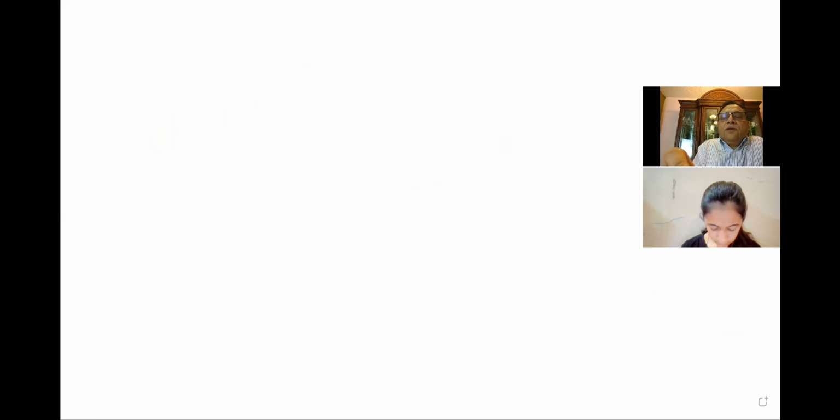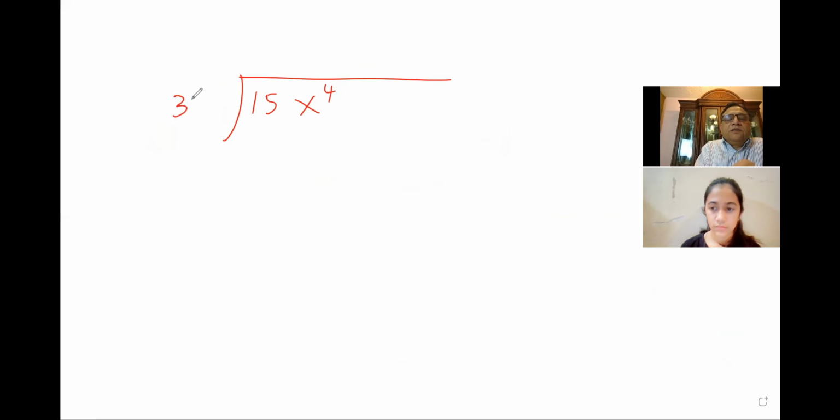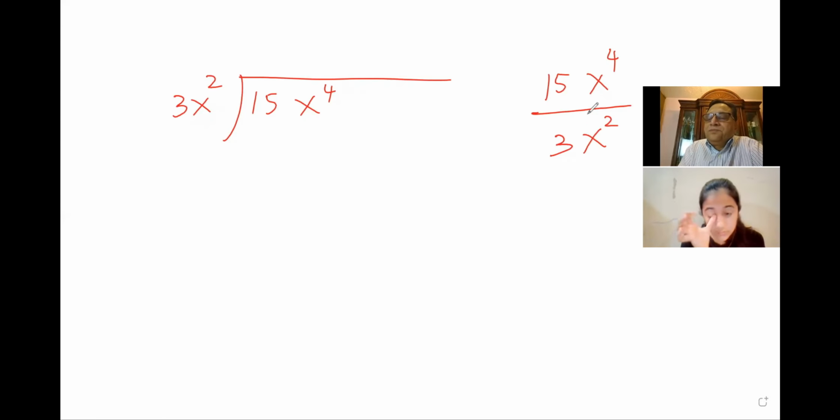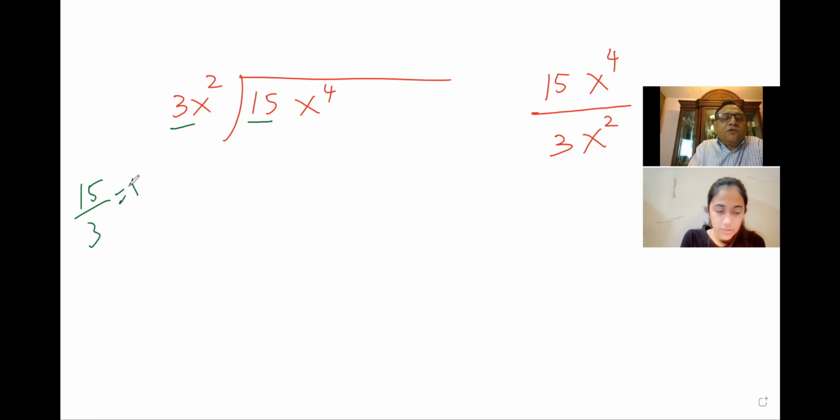So let us say now we are going to divide a polynomial using this division form. So I'm writing here 15x to the power of, let us say, 4. And I'm going to divide this by 3x squared, right? Which you are familiar with like this also, 15x to the power of 4 over 3x squared. Is that clear to you? Now look here. How many times will 3 go into 15? This is what we have to first consider. 15 over 3 is 5. So we'll write 5 here. Is that okay?